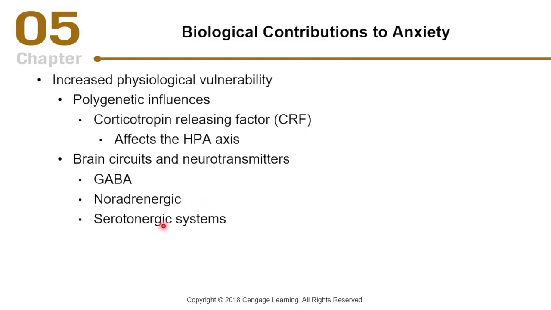And then we also have the noradrenergic and serotonergic systems, okay, which refer to the release of the neurotransmitter. So, deficits in the norepinephrine and serotonin are linked to greater anxiety.